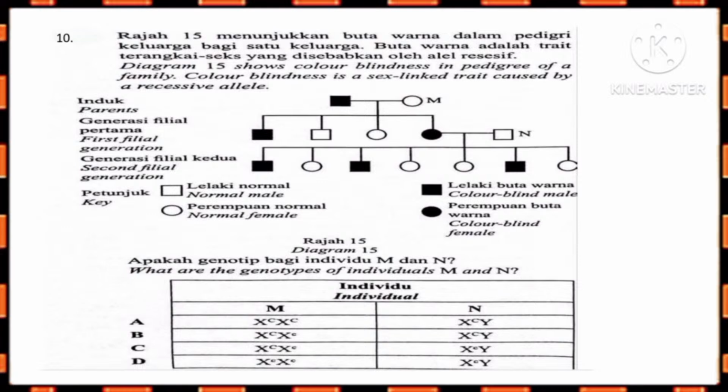Okay, if you study the pedigree of this family, you can see most of the males suffer from color blindness, while the females are normal. Now, what are the genotypes of individuals M and N? Can you find the answer? Okay students, the answer for this question is B. I hope all of you can get the answer.